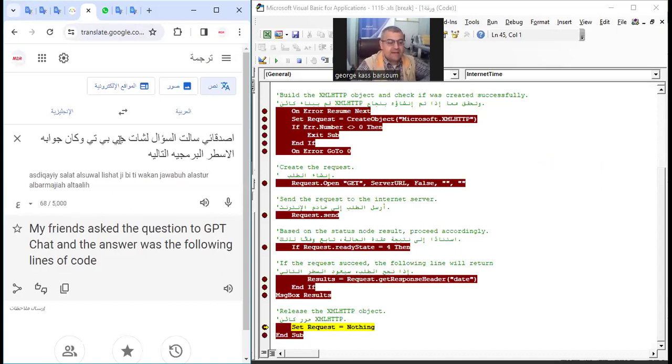My friends, I asked the question to ChatGPT, and the answer was the following lines of code.